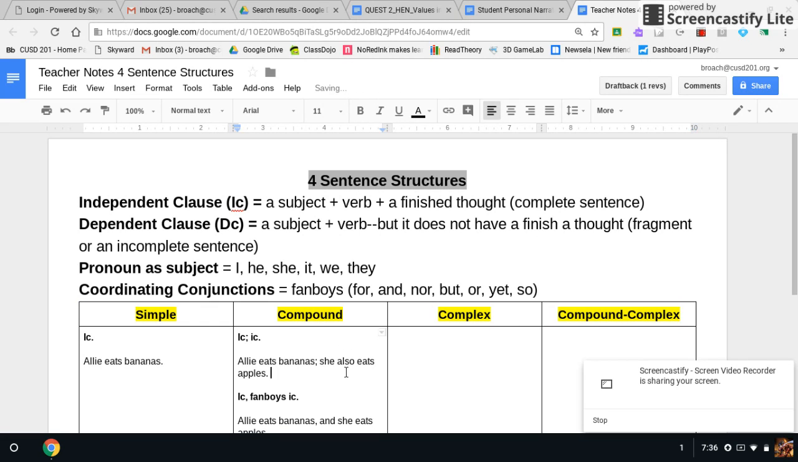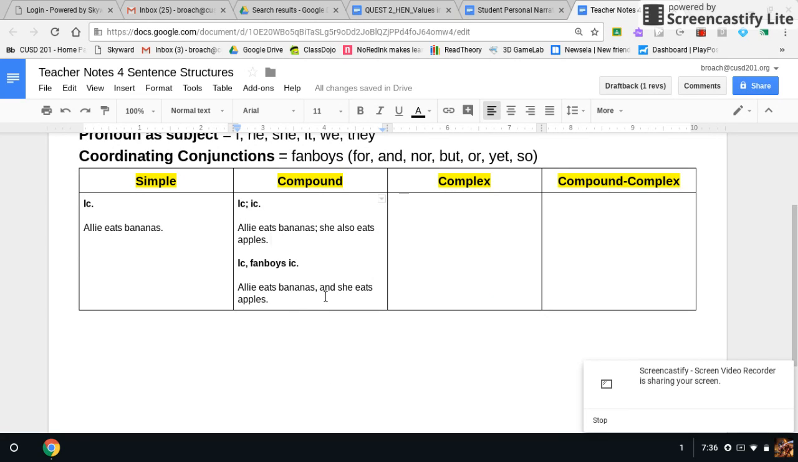Okay. So I used "and" because I wanted to say that in addition to bananas, she eats apples, right? So "and" makes the most sense there, okay? So those are the two ways, the two patterns for a compound sentence right there, okay?